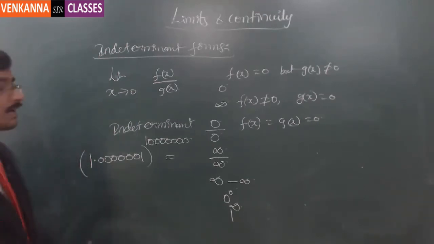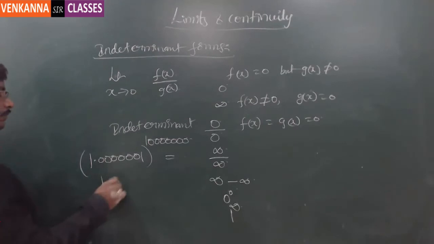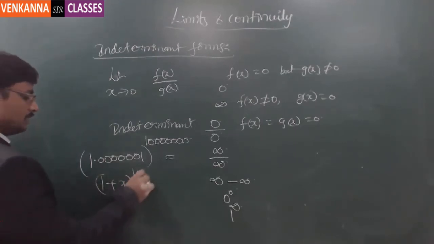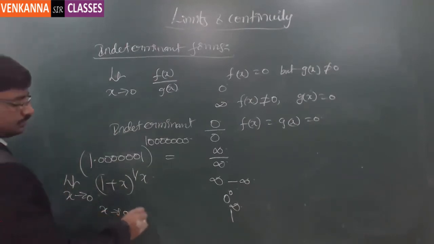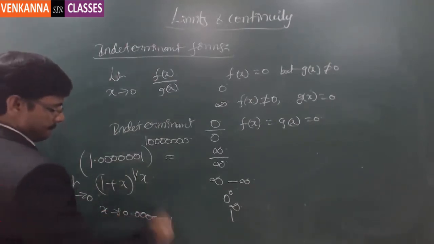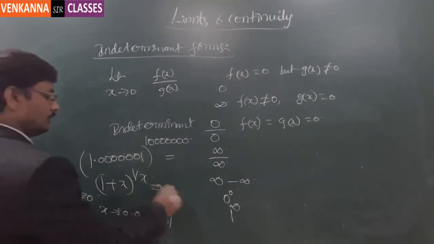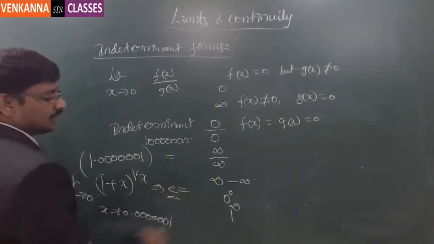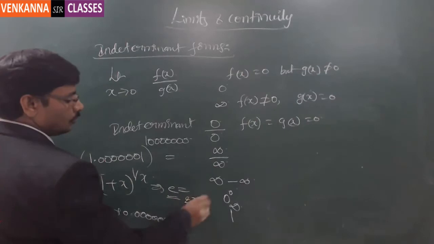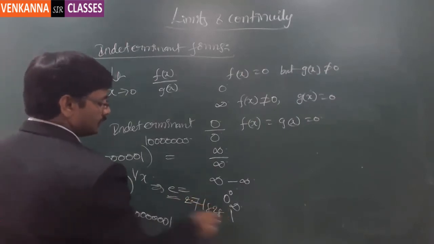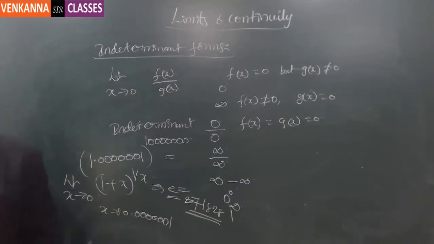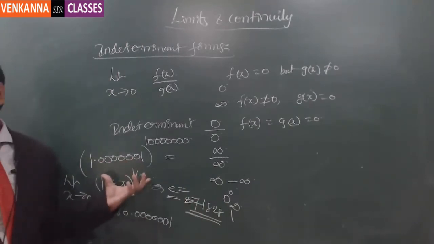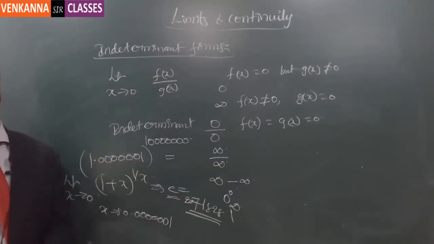So Ross gave the correct answer. This is 1 plus x whole power 1 by x, limit x tends to 0, because the x value is 0.0001. So here this value is e. If you calculate with the help of a calculator, this is 2.71828, you will get it. This is the accurate value. Got it? So this is one of the applications of limits.